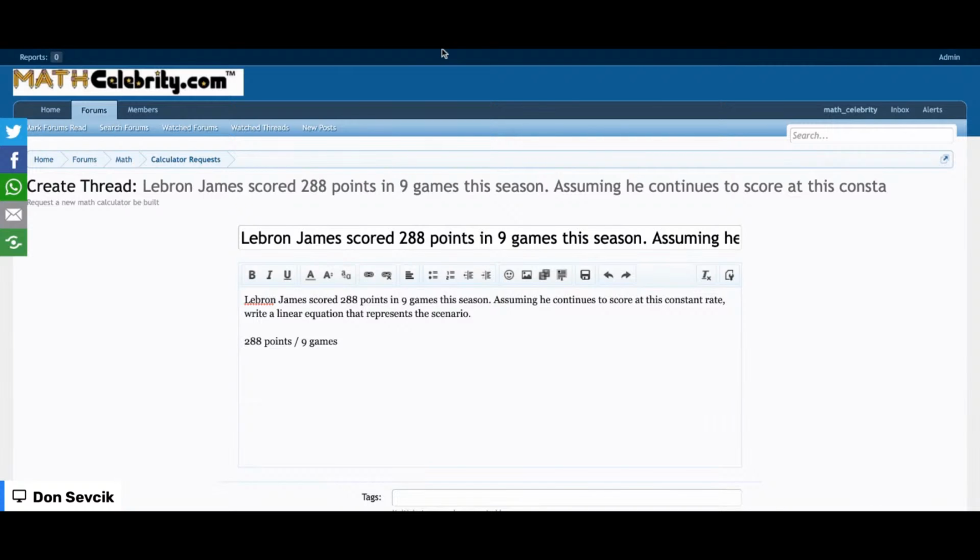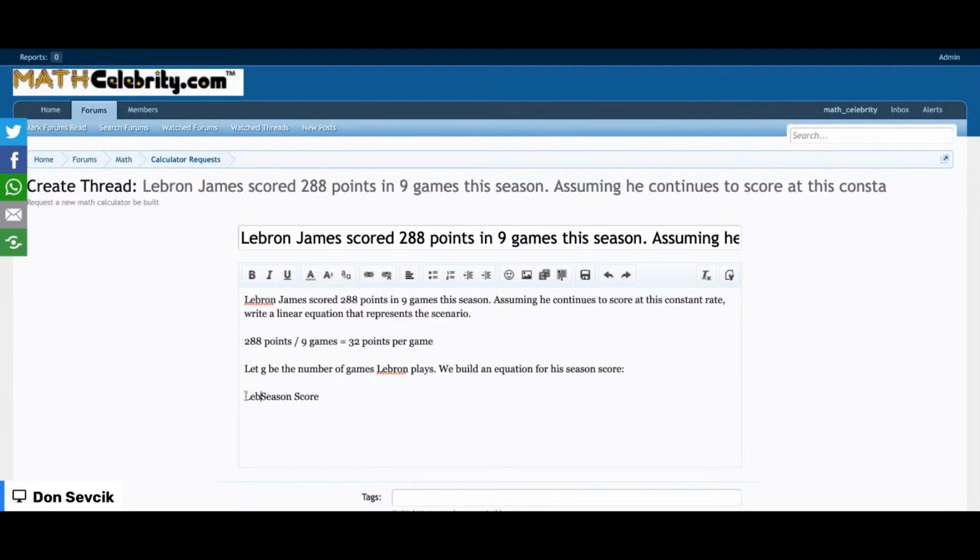288 divided by 9 equals 32 points per game. So season score, actually, let G be the number of games LeBron plays. We build an equation for his season score.